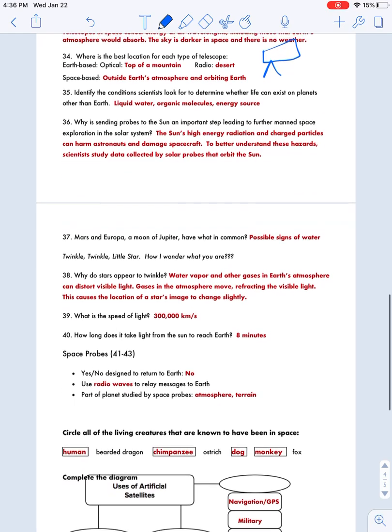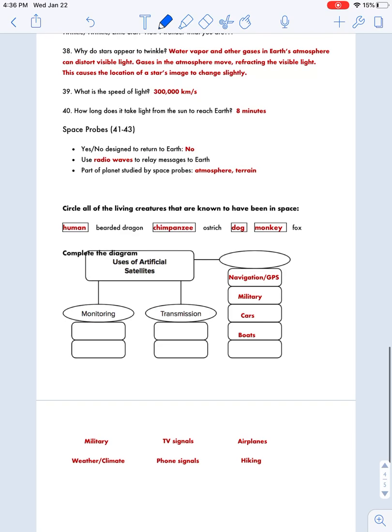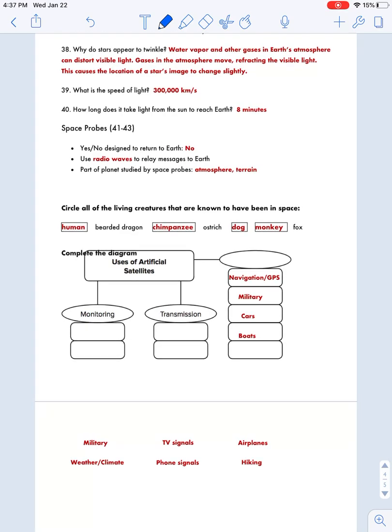The living creatures that are known to have been in space: we've got humans, chimpanzee, dog, monkey. And our artificial satellites here. Oh, I don't know where those answers went. Oh, they're down there. So monitoring. Military uses it for monitoring. We can monitor weather and climate. We looked at that map with the thermal imaging of the ocean temperatures during Hurricane Katrina.